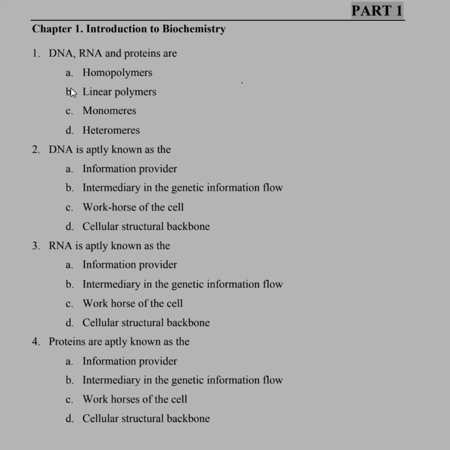They are linear polymers. Next is, DNA is aptly known as the information provider. Next is, RNA is known as intermediary in genetic information flow. Next is, proteins are aptly known as the workhorses of the cell.